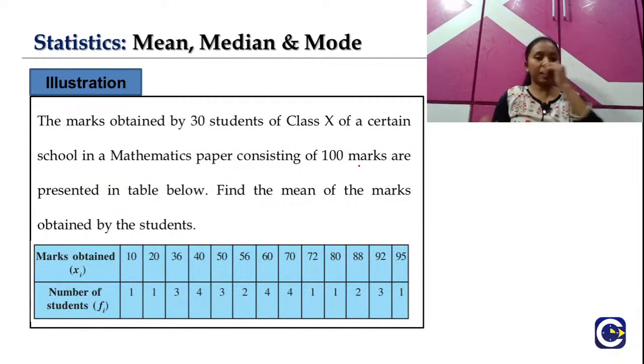So here comes the next question. By looking at the data itself, you might have understood under which category of series this given question will be falling. So read the question carefully and get back to the formulas that we have discussed and try to solve this question. Take 2 to 3 minutes and give it a try, guys, quickly.